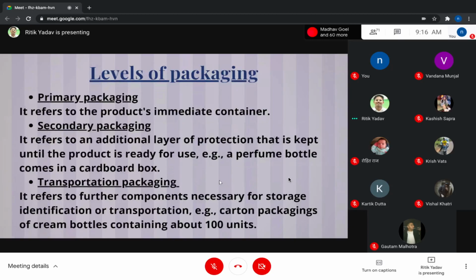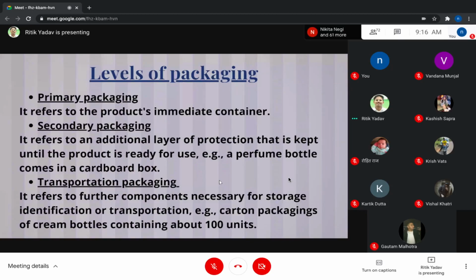Now, second, we have levels of packaging to discuss. The first stage of packaging is called primary packaging. It refers to the product's immediate container, like the toothpaste we use comes in a plastic tube. So, it is the primary packaging of a product.